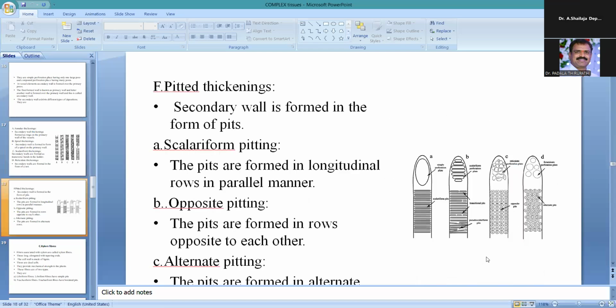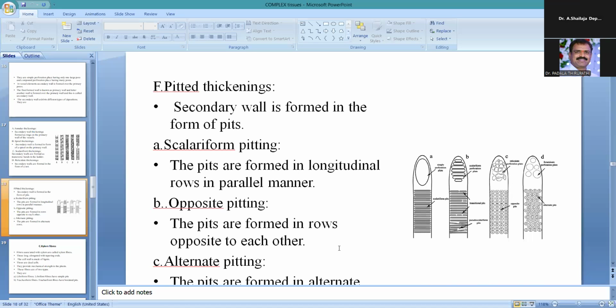And next, the pitted thickenings. See here, pitted. Secondary wall is formed in the form of pits. That's why pitted thickenings. Scalariform pitting: the pits are formed in longitudinal rows in a parallel manner. Opposite pitting: the pits are formed in rows opposite to each other. You clearly observe the pits are formed in rows but opposite to each other. And alternate pitting: the pits are formed in alternate positions.